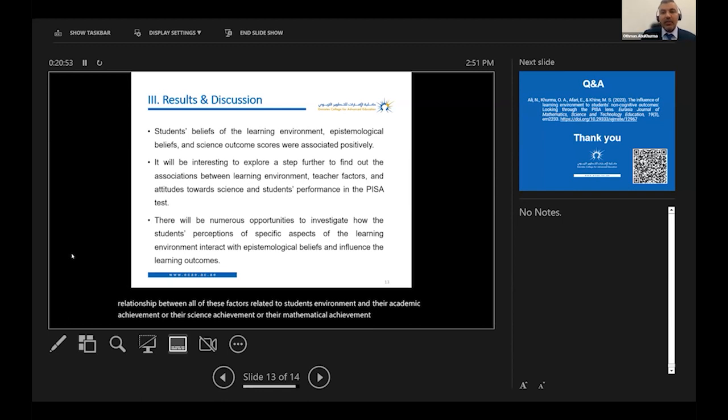So if you would like to predict someone's achievement, you need to look at the factors surrounding that student. Okay, there will be a lot of opportunities in the future to investigate how students' perception of specific aspects of the learning environment interact with epistemological beliefs and influence the learning outcomes. So this is our research topic.